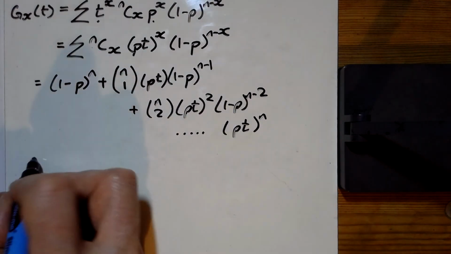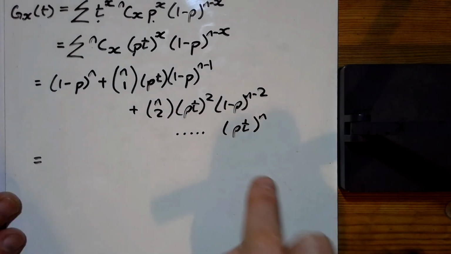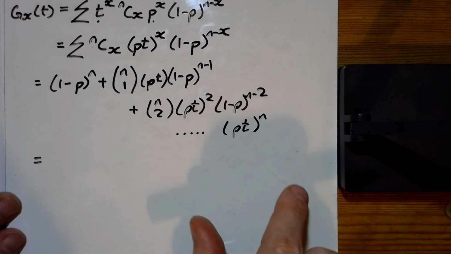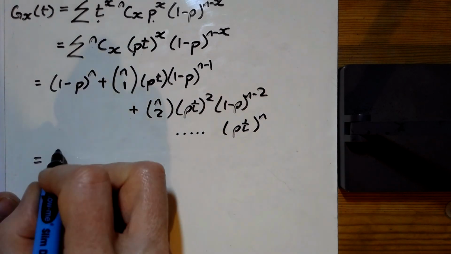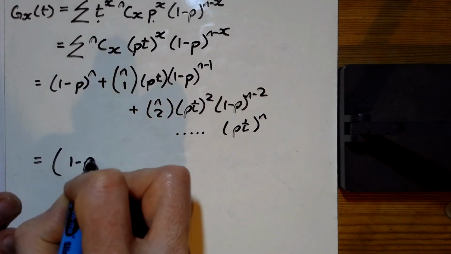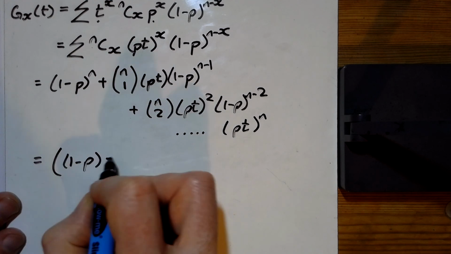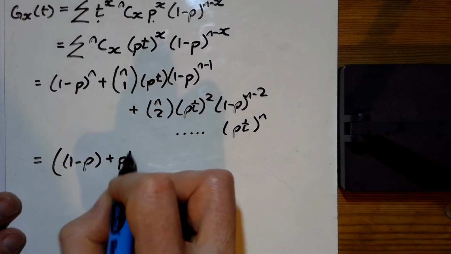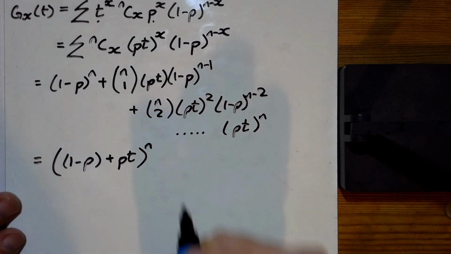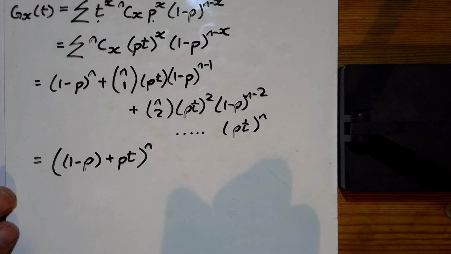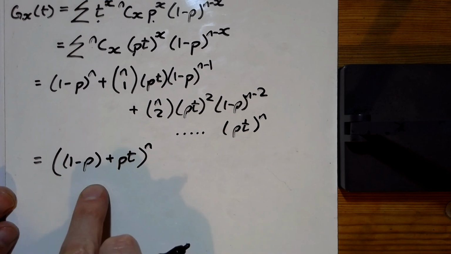Now what we're supposed to do here is recognize that this is just a binomial expansion of, what's it a binomial expansion of? Well, the first thing is 1 minus p, and the second thing is pt, all to the power of n. And that's it. That's what we were aiming for. If you can't see that, I don't know.